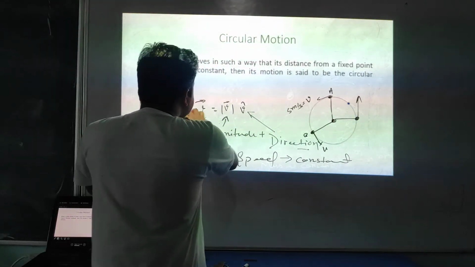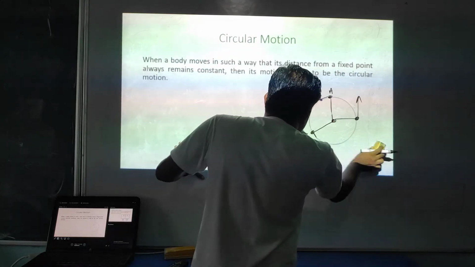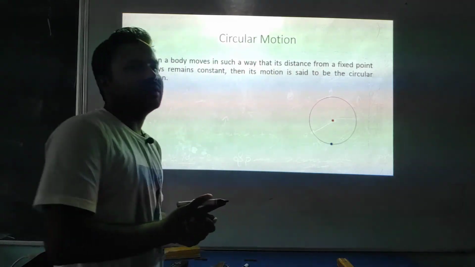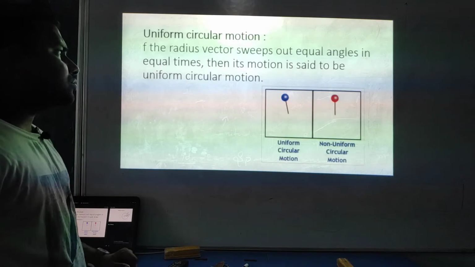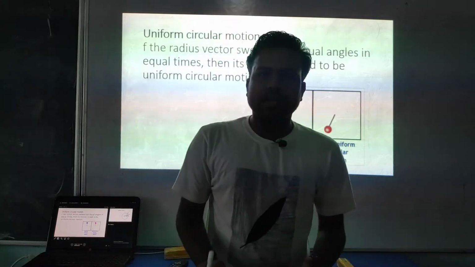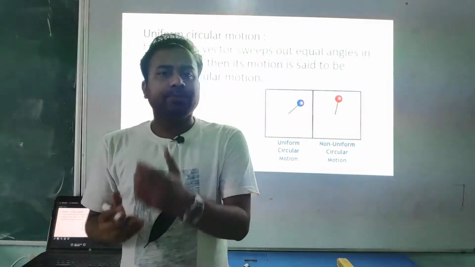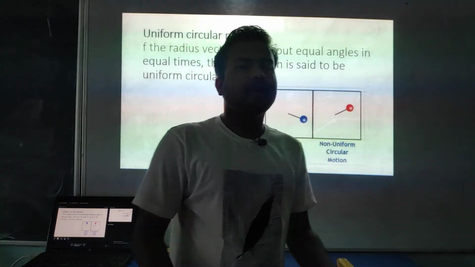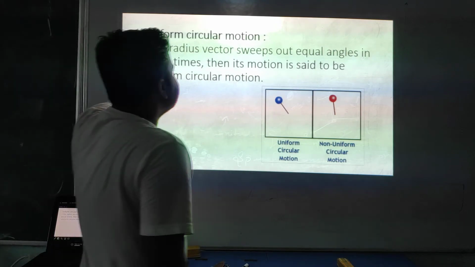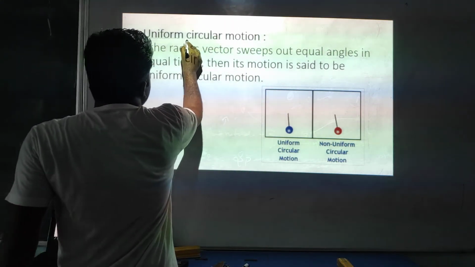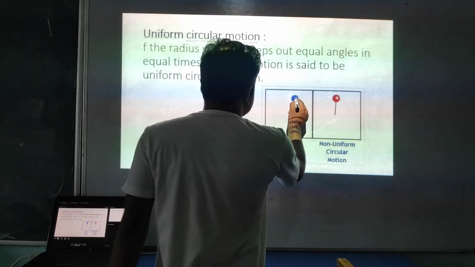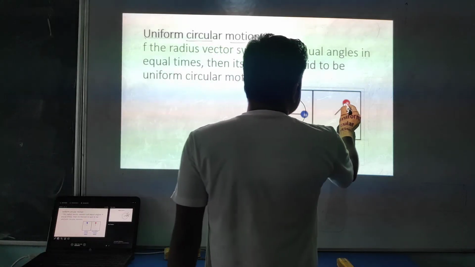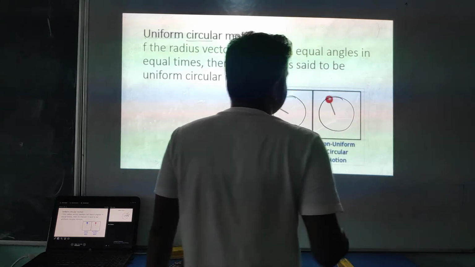Now comes the next topic. I am going to discuss uniform circular motion and non-uniform. We already discussed uniform motion and non-uniform motion. What is uniform motion? We already know. If in a fixed time interval that particle or object travels a fixed distance, that's called uniform. But how can you define uniform circular motion? Look at this student. This one is moving along a circular path, and here this one is also moving along a circular path.